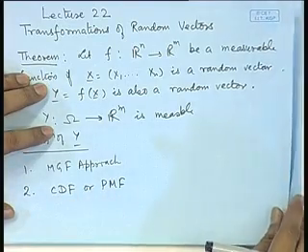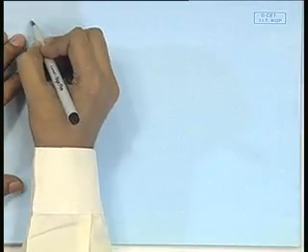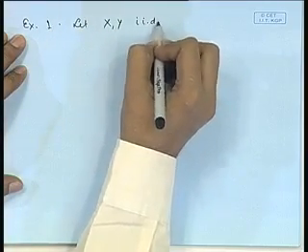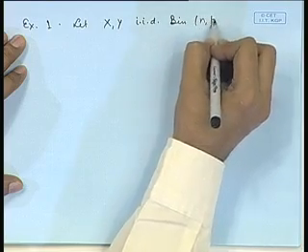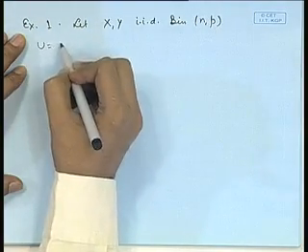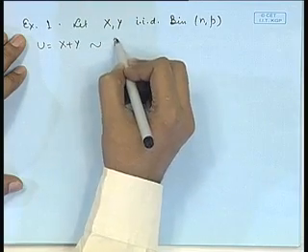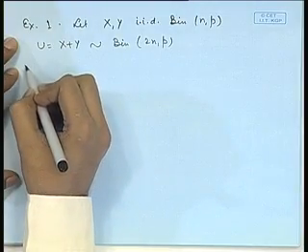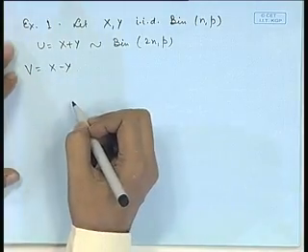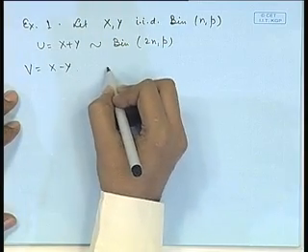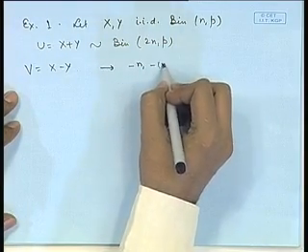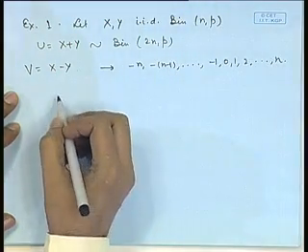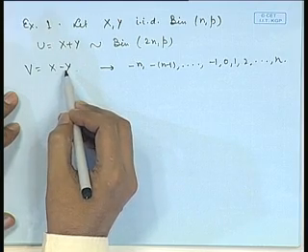Let me give an example of this. Suppose x and y are independent and identically distributed binomial (n, p) variables. Suppose we want the distribution of u, that is x plus y. From the MGF approach we are able to determine it is binomial (2n, p). Now, suppose we want the distribution of v, that is x minus y. Then let us look at the set of values of v. This will vary from minus n, minus n plus 1, ..., minus 1, 0, 1, 2 up to n, because each of x and y can take values 0, 1 to n.